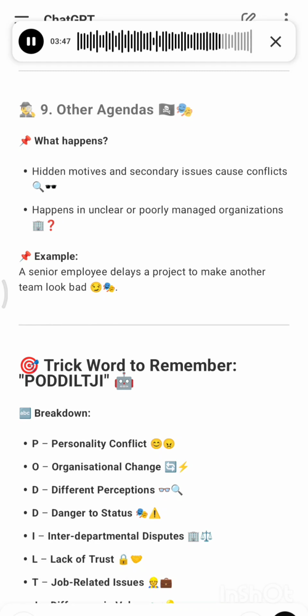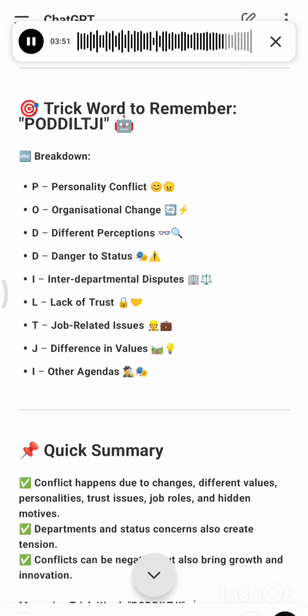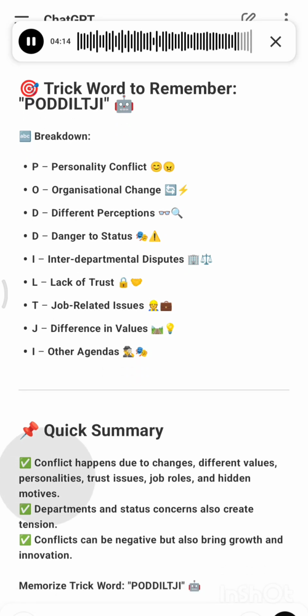Trick word to remember. Breakdown. Personality conflict. O. Organizational change. D. Different perceptions. D. Danger to status. I. Interdepartmental disputes. L. Lack of trust. T. Job-related issues. J. Difference in values. I. Other agendas.